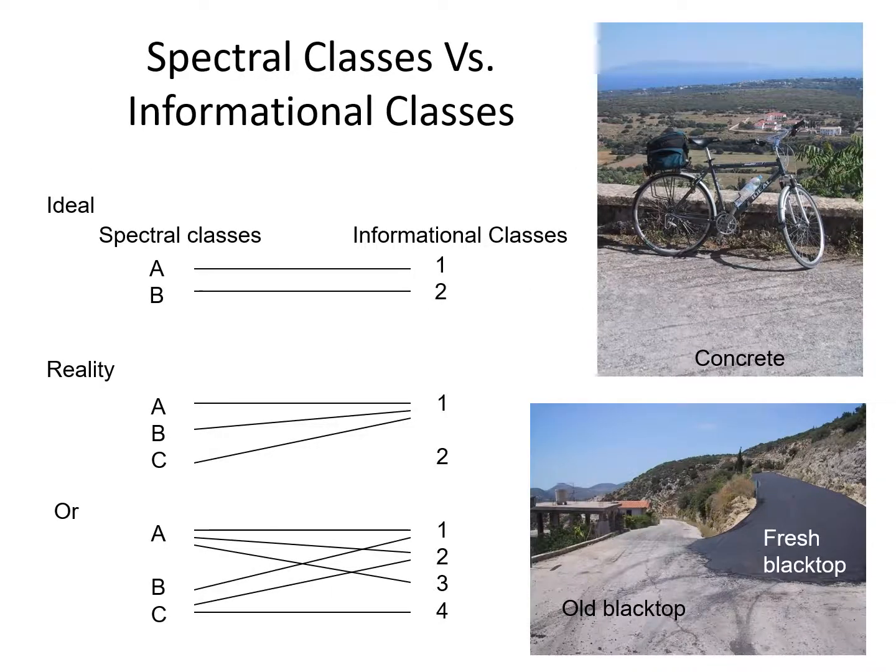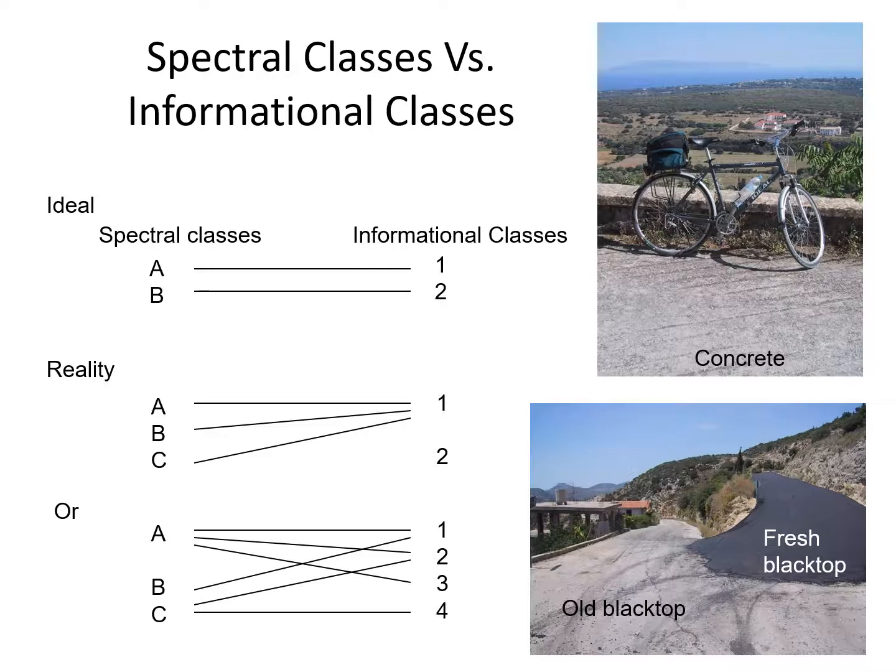So what's the difference between spectral classes and informational classes? Well, in a perfect world, there's none. If it's in class A, spectrally, it's going to be informational class 1. Class B is going to be class 2. But in reality, it's more like A, B, and C are all 1. It's more problematic if A is 1, 2, and 3, B is 1, C is 2 and 4.